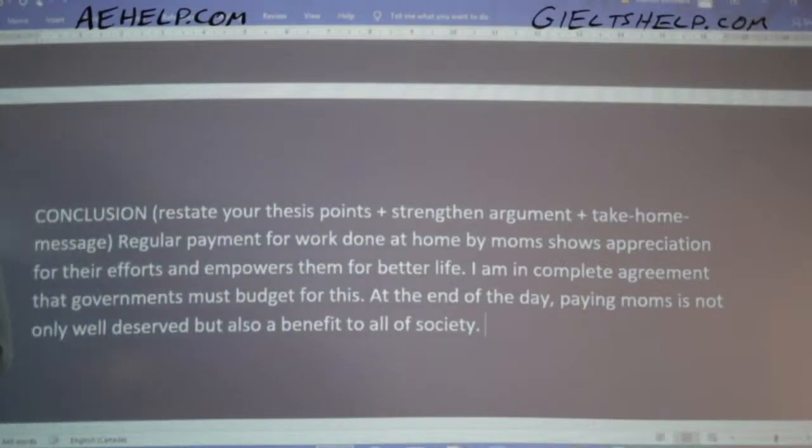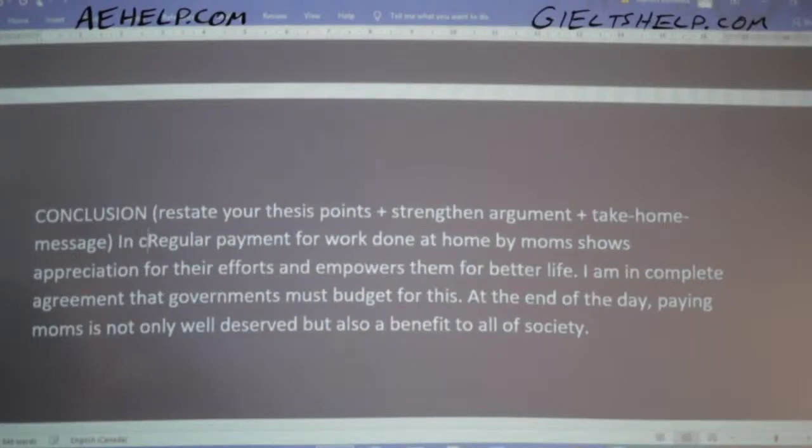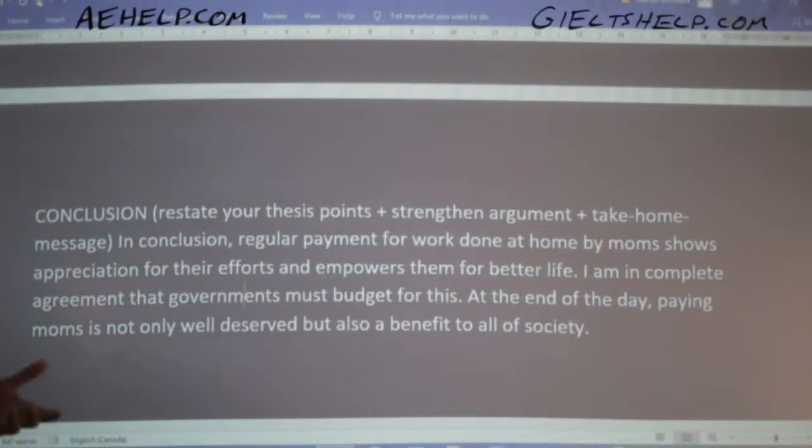And for the IELTS, everyone, it is a good idea to start with in conclusion, okay? In university, your professors will ask you not to write in conclusion because it gets really annoying to see it all the time. And your last paragraph is obviously your conclusion. But in the IELTS, it works.